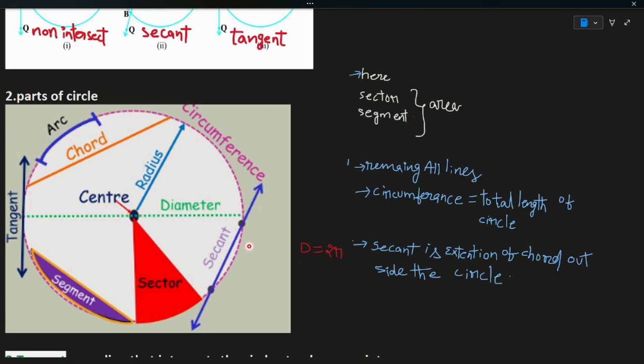If I don't extend this line, it will become the chord. See here, I am not extending this line, so it will become the chord. But in this figure, I am extending the line, so it will become the secant. This is the difference between the chord and secant.